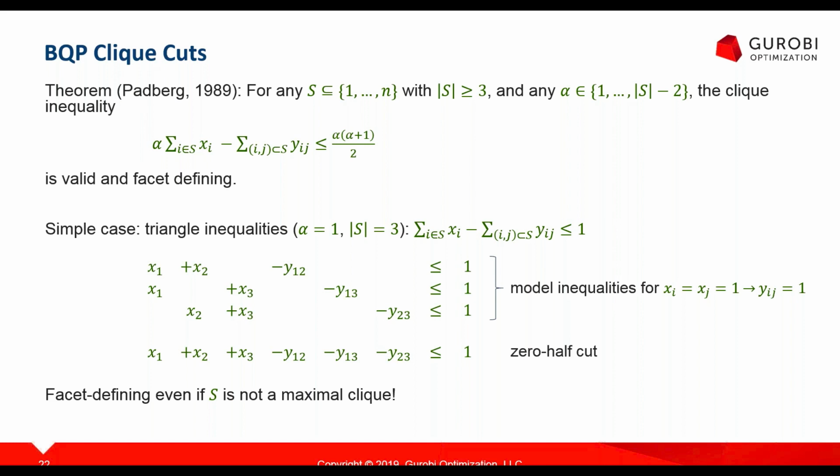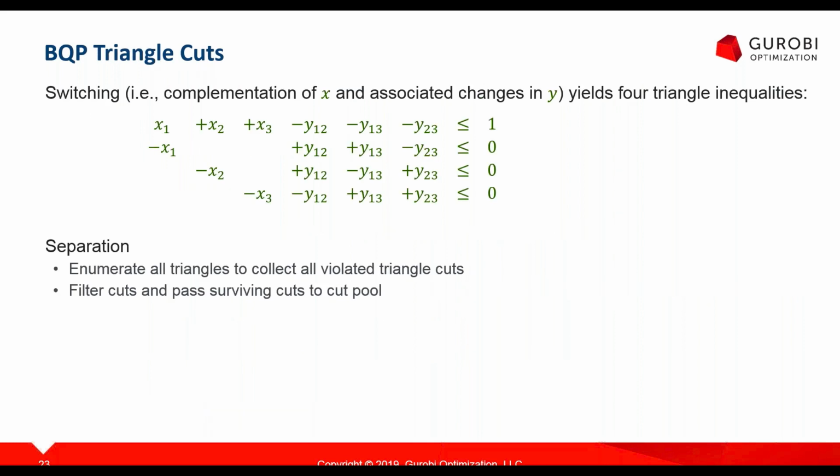Okay, these are the inequalities that Gurobi separates in version 9.0. You have here the first inequality that we have seen on the previous slide. All the other inequalities you can easily get from the first one by just using the concept of switching. So this is nothing else than complementing the x variable and then applying the associated changes also to the definitions of the y variables. So using switching, we get actually 4 triangle inequalities, these 4 that you can see here.